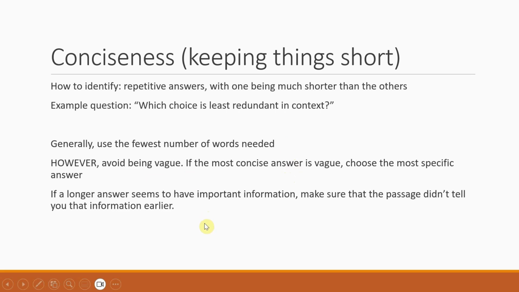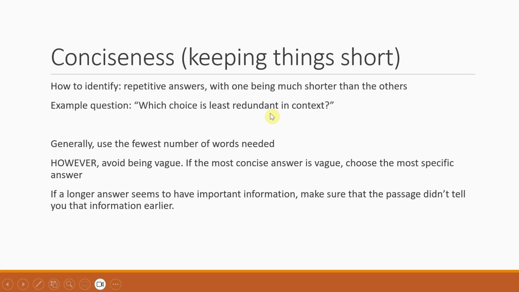Another thing to keep in mind is if one of your longer answers seems like it has important information. So you're looking at it like, yeah, it's not the shortest one, but I think that information it's telling me in the extra stuff is actually really important. Stop and think for a bit. A, they're not asking for something that's important. They just want it to not be redundant, or they want it to be short. So it probably doesn't matter. But if you really can't get over it, go back and look in the passage earlier. So maybe an earlier sentence, maybe earlier in the sentence, or earlier in a different paragraph. There's a good chance they already told you that, and they're actually just repeating it, hence becoming redundant.